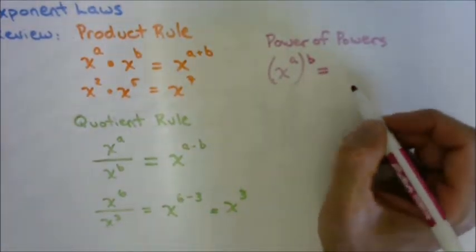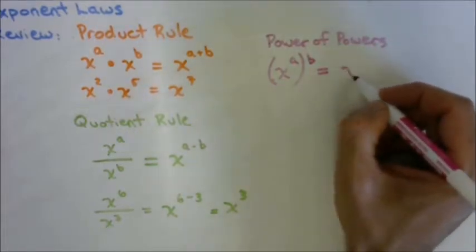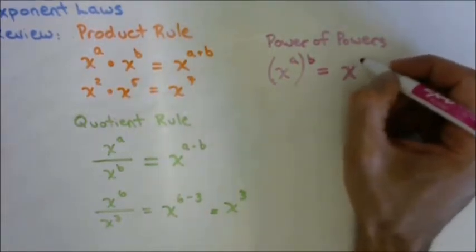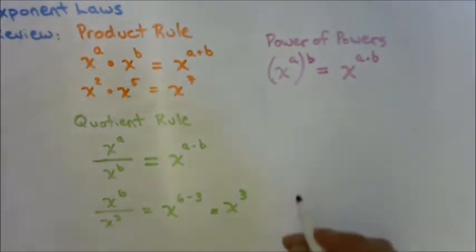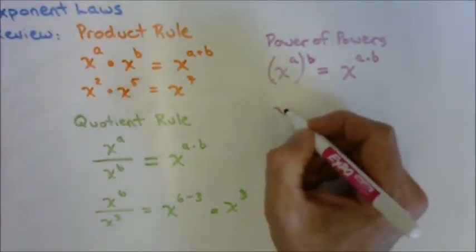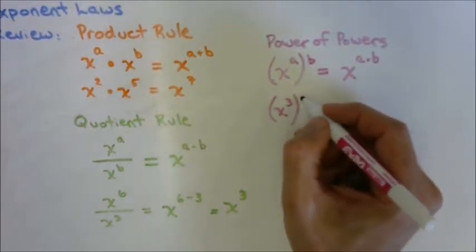How do I simplify this? X and then a times b. X to the power of a times b. Let's take an example. Let's say we had x to the power of 3, and we were going to raise that to the power of 2.